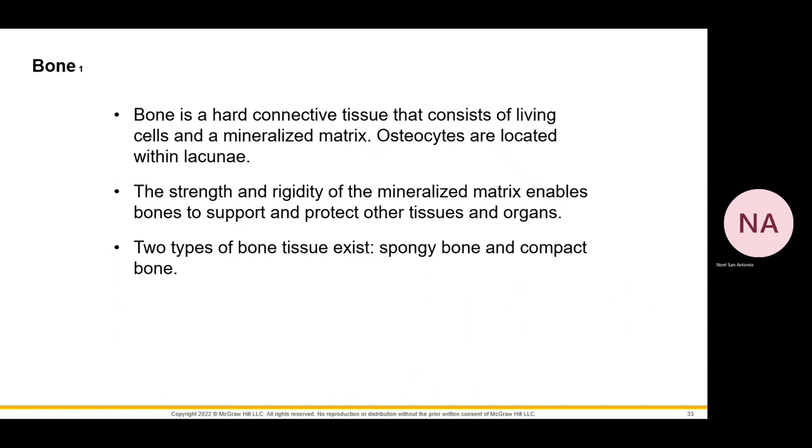Now let's go to bone tissue. The main difference between cartilage and bone tissue is that bone tissue is made up of a mineralized matrix. In your cartilage, the matrix is made up of proteoglycans and collagen fibers, making it semi-solid. The bone is made up of a mineralized matrix, making it a hard, solid matrix. And within that matrix, the osteocytes, meaning the bone cells, are also located within lacunae. The strength and rigidity of the mineralized matrix enables bones to support and protect other tissues and organs.